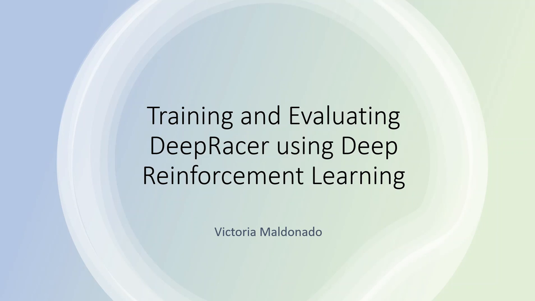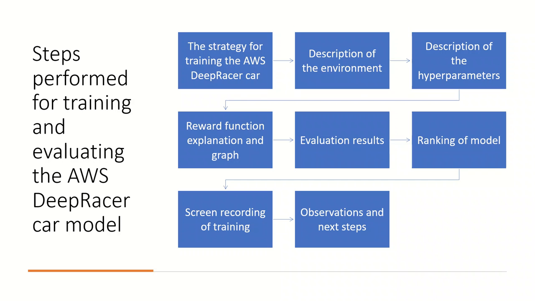I'm going to be talking about how I trained and evaluated my DeepRacer car using deep reinforcement learning. I'm going to be talking about the steps that I took to train my AWS car. So basically, I first had to define a strategy, then pick an environment, then decide on the hyperparameters and the reward function. After that, I was given my evaluation results and the ranking. And lastly, I'm also going to be showing you a little bit of a screen recording of my training and the observations.